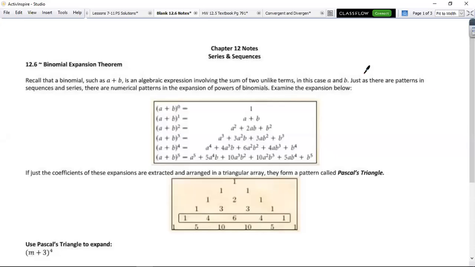All right, so your last new topic for the year is something that we refer to as the binomial expansion theorem. And what we're going to start with to lead into this is a little triangular array that's known as Pascal's triangle that kind of gives you a little shortcut to finding some of these expansions.